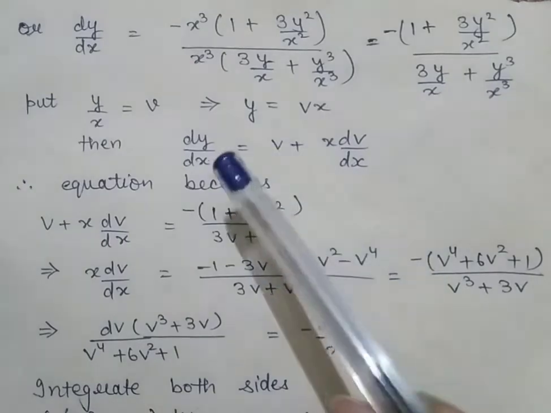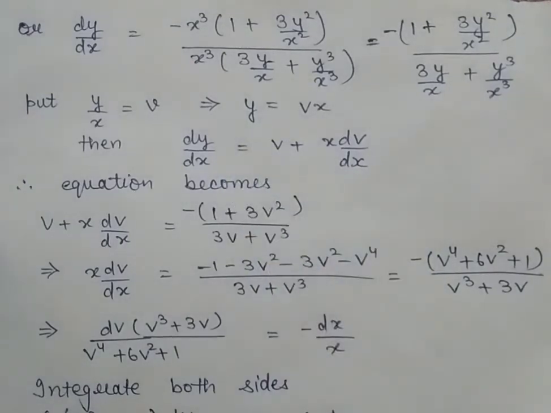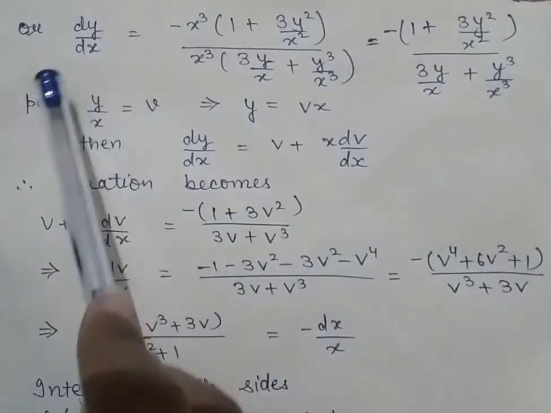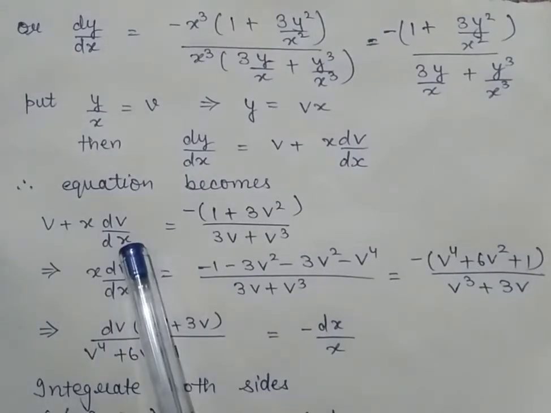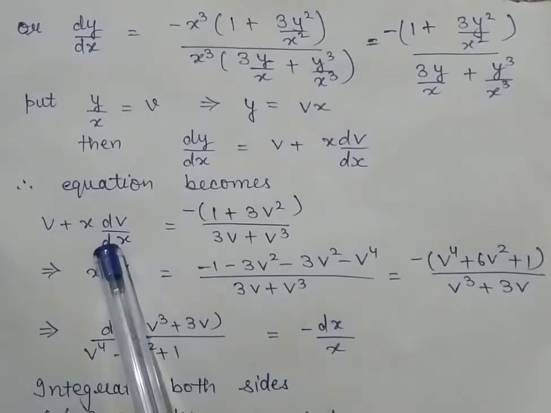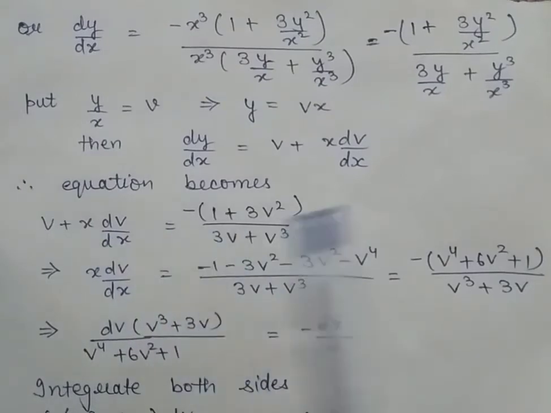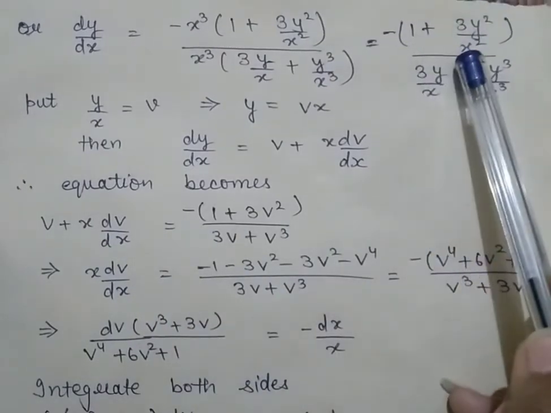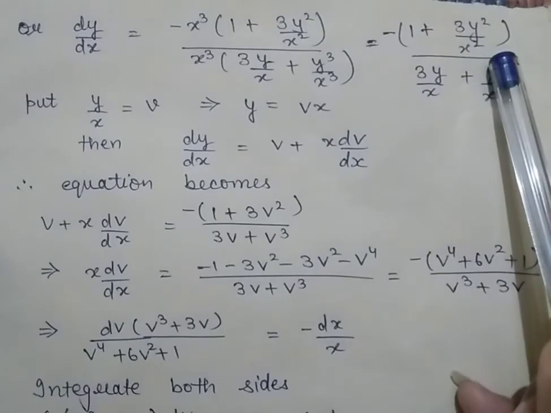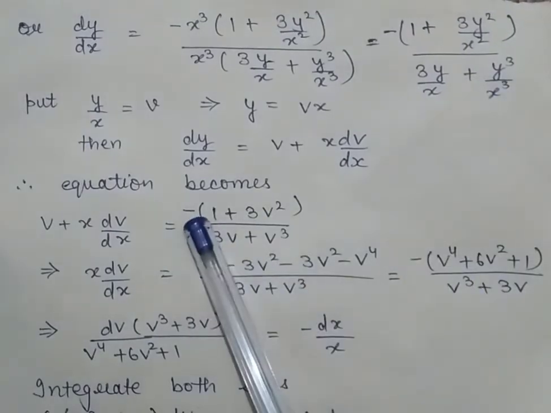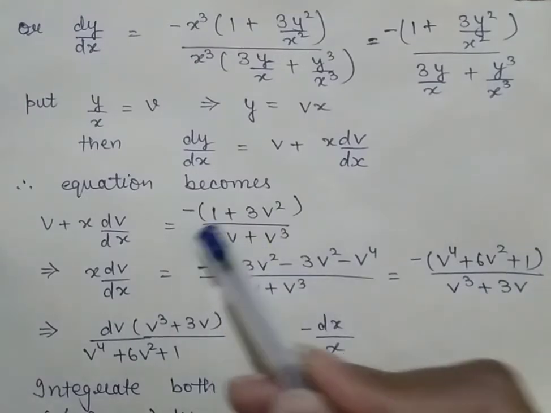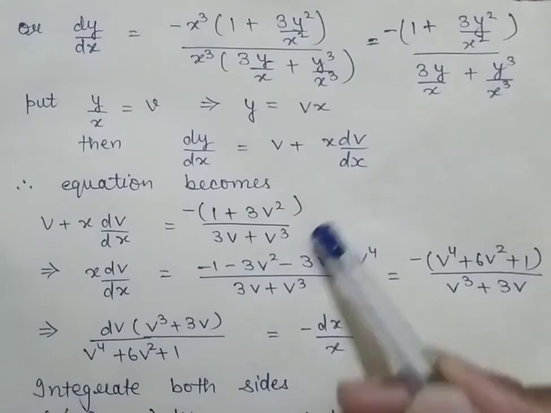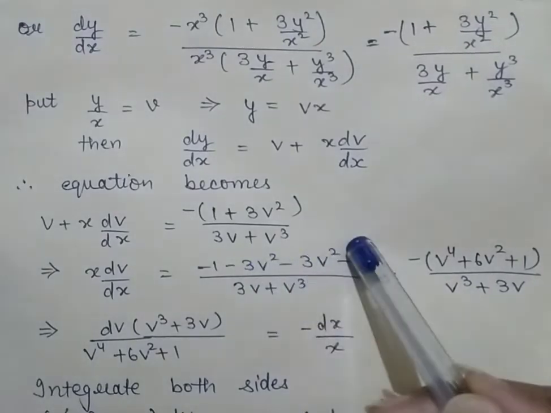Now we have dy by dx. So this equation becomes v plus x dv by dx. In place of dy by dx, I write this, which is equal to minus (1 plus 3y square by x square). So this is equal to minus (1 plus 3v square) divided by (3v plus v cube), since y by x is v, so y square by x square is v square.